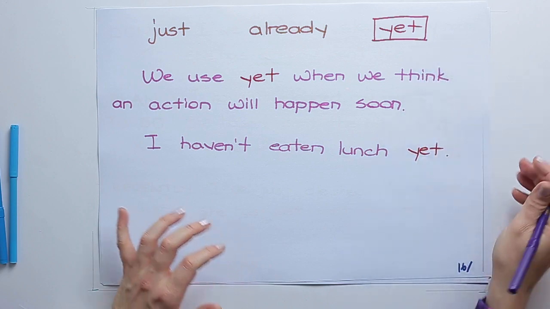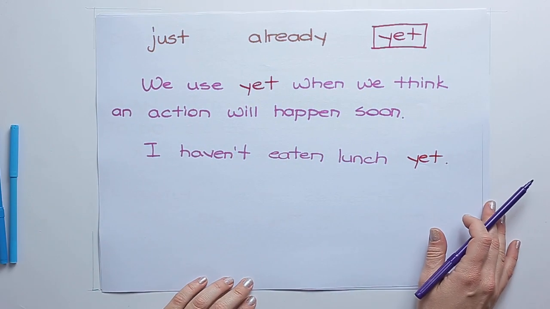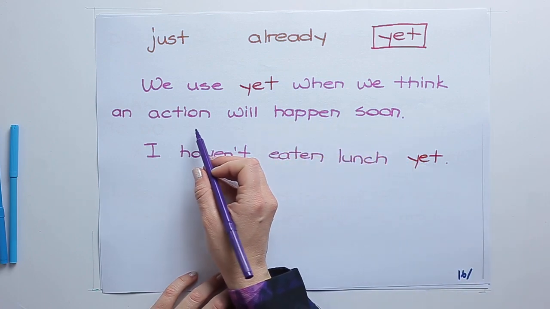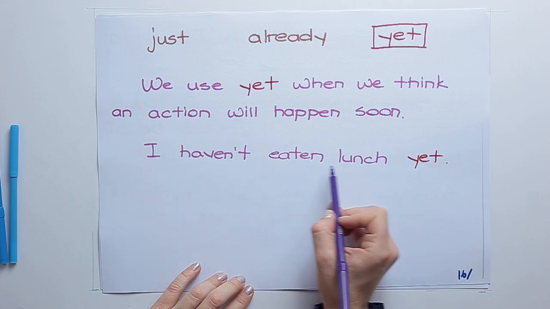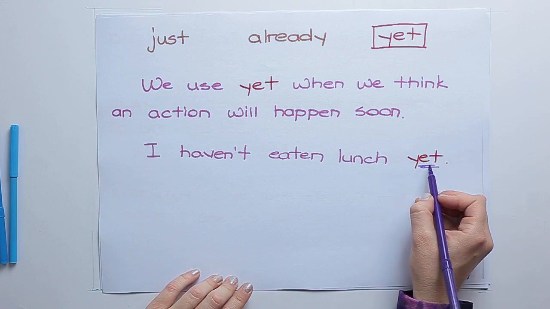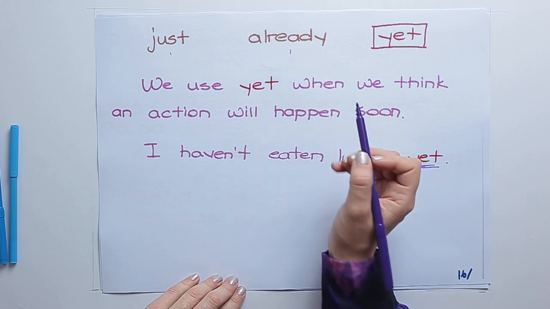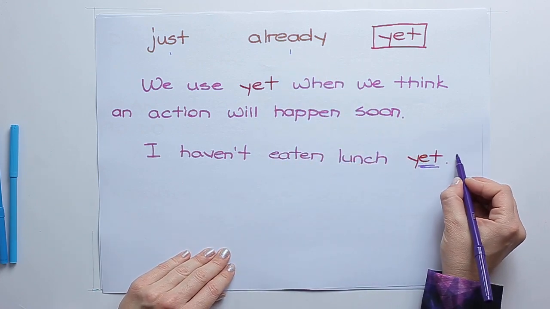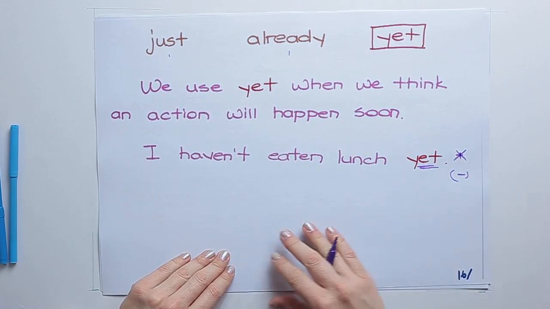The next one that we're going to learn is yet. So we use yet when we think an action will happen soon. So the action has not taken place. So I haven't eaten lunch yet. Here we use yet at the end of the sentence, while just and already are used after the helping verb. And also yet is used not in positive but in negative sentences.